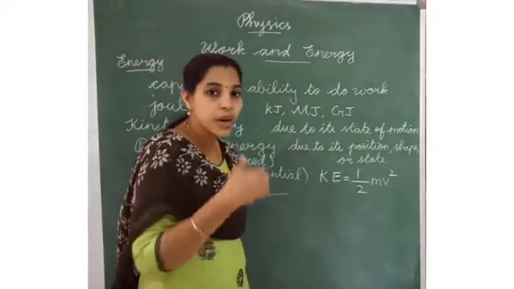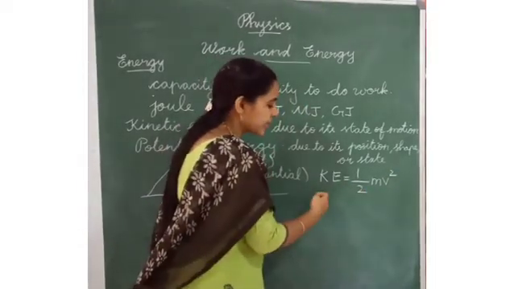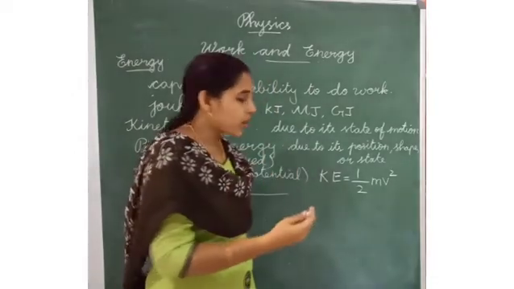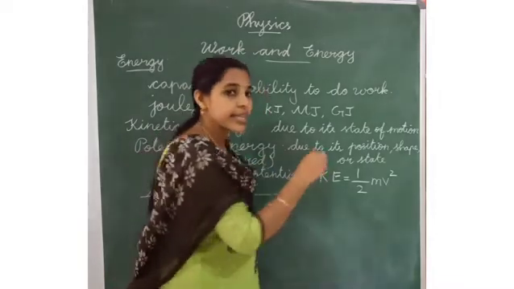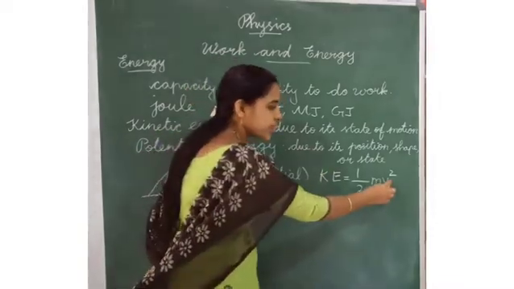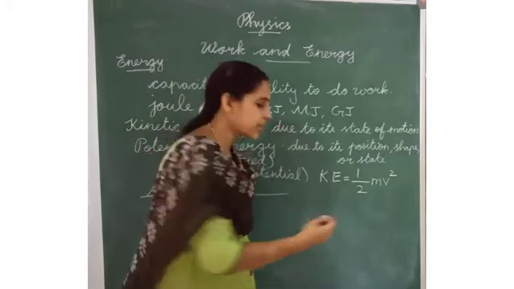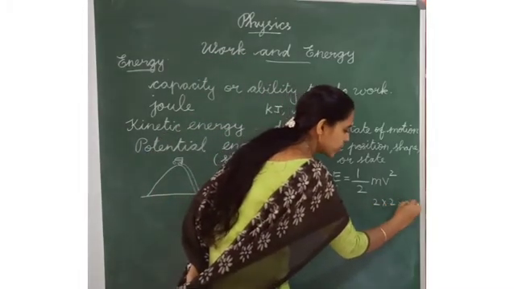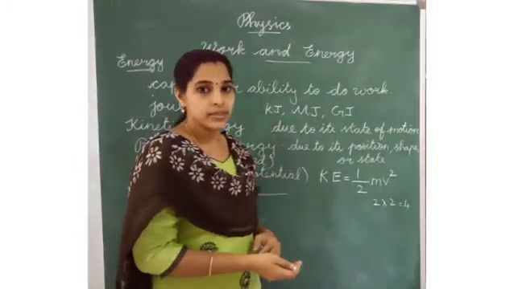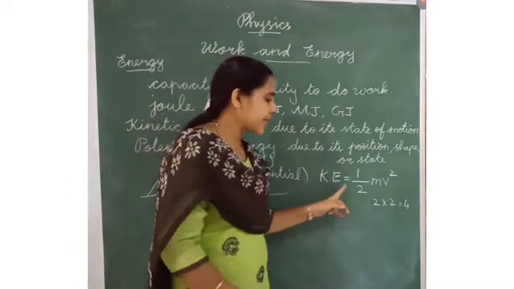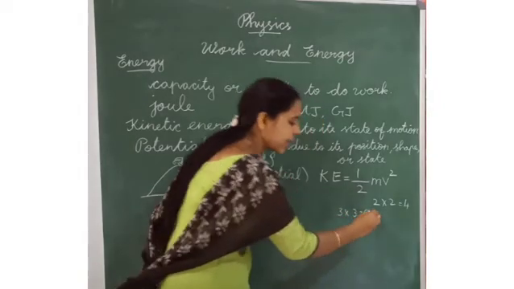an object, because it is v square. It means if the speed of an object is increased 2 times, the kinetic energy will be 4 times. That means 2 into 2 is equal to 4. Then if the speed of an object is tripled, 3 times, the kinetic energy will be 9 times. That means 3 into 3 is equal to 9 times.